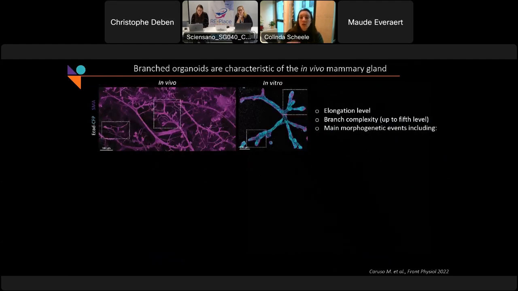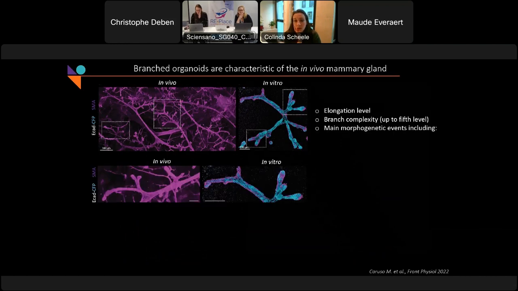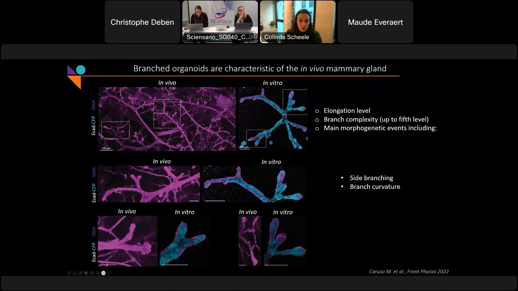We did a lot of benchmarking, so we looked at branches, how they look, how they behave, how much they elongate, the branch angle, and all the time you see here in vivo on the left, in vitro on the right, and you can see that in many cases we cannot really discriminate the in vitro model from the in vivo model. So we are very happy, and we think we are really arriving at, at least morphologically, a model that resembles the in vivo situation.